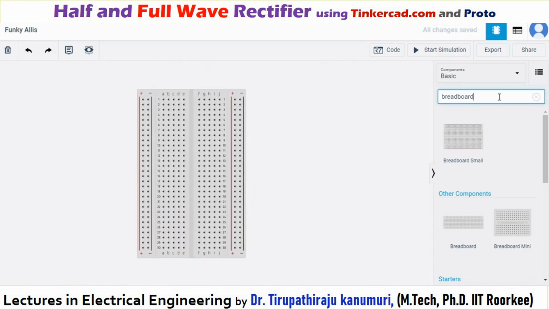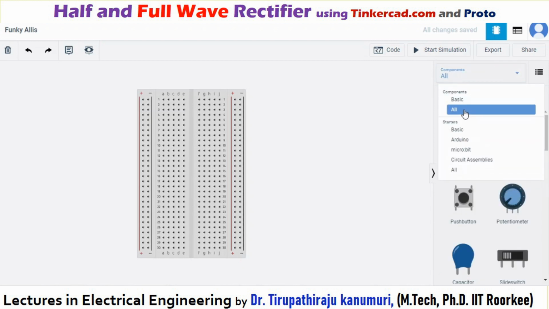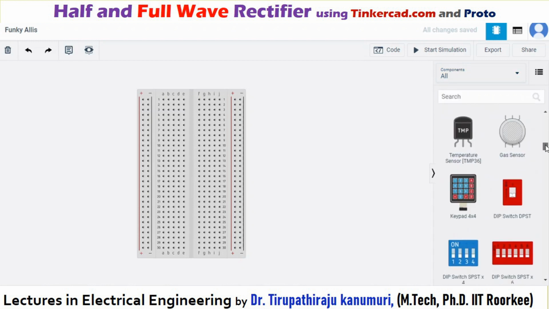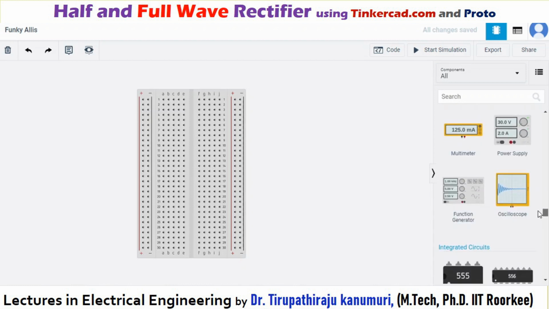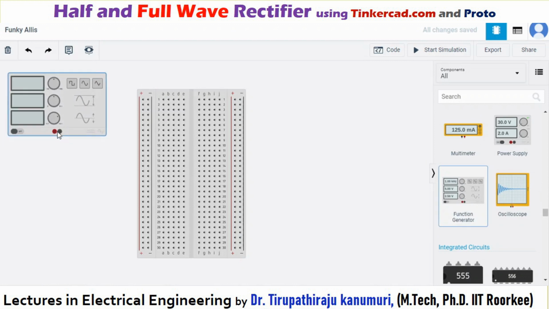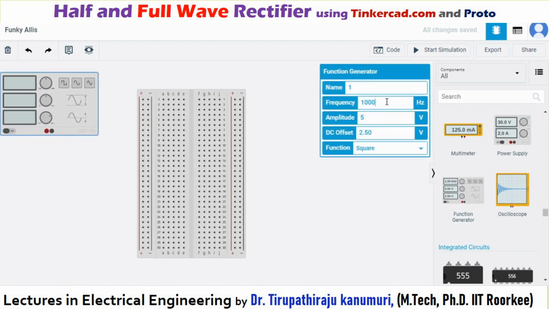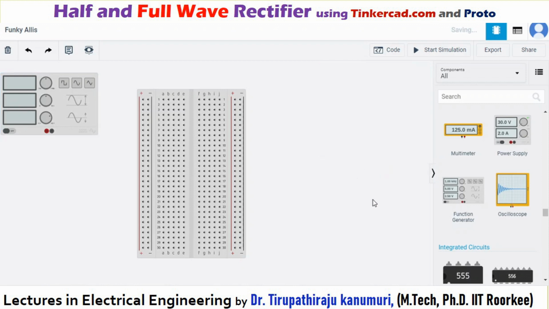After the breadboard, I need a supply. I think the name is not directly available, so you have to go to All components. If you scroll down, you will get it, because I want to give an AC supply to this. Here you can see a function generator is available. This function generator I am using for supplying. Let us assume I am taking a 50 Hz supply, and I want to take the amplitude a little bit more so that we can easily visualize it. The offset and everything else I just make 0. I want a sine wave. Okay, this one is done.